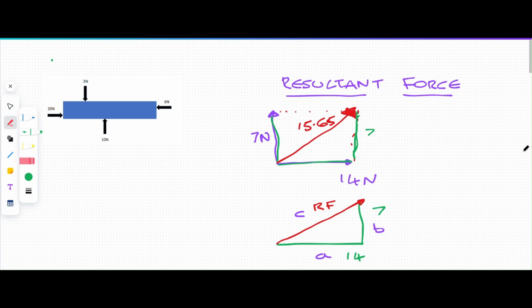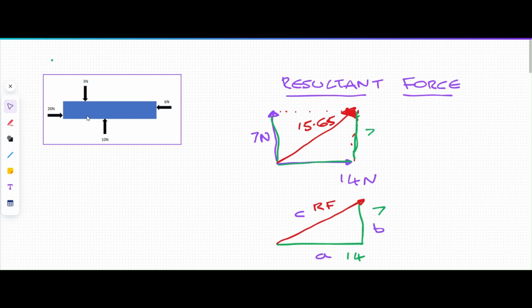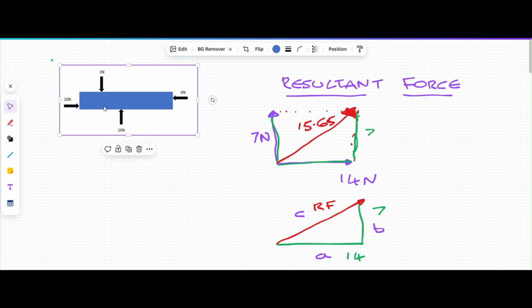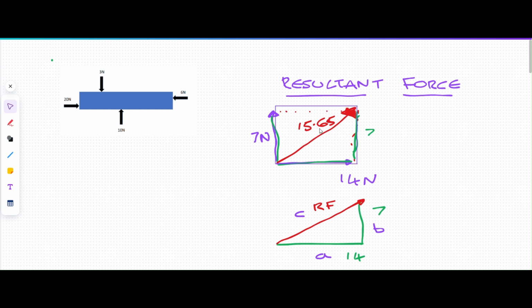Welcome back. This really is the third part of this video. There's two videos before this. In the previous two, we worked out the horizontal and vertical forces, and then in the last video, we did the resultant. So we worked out this 15.65. If you need to, go back and watch them.